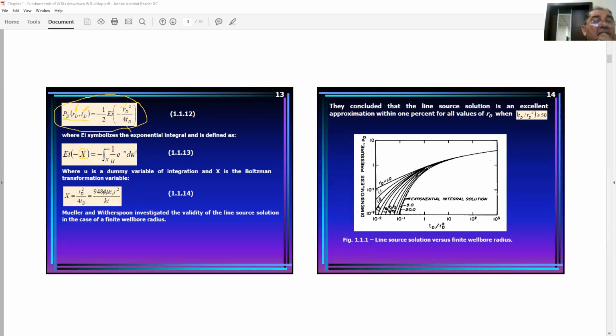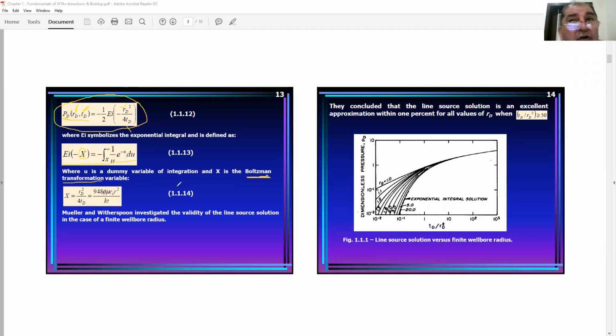See what I'm saying? The integration from x to infinity of 1 over mu e^(-mu) d mu. Okay? Now, what is mu? You can assume that mu equals r_D squared divided by 4t_D, and then you can solve. Now, this solution, of course, is given by what? It's called the Boltzmann transformation.